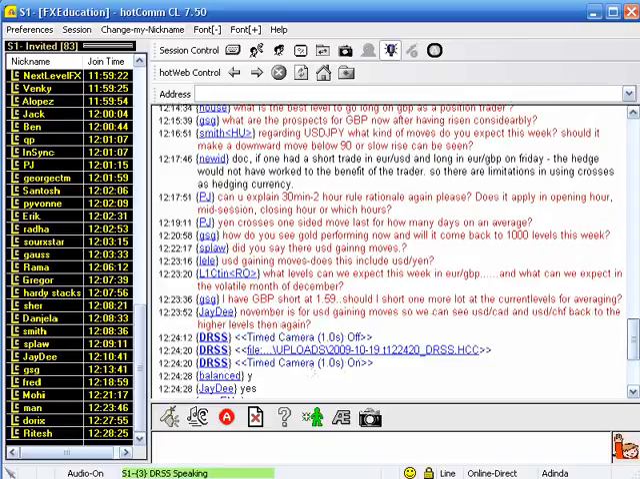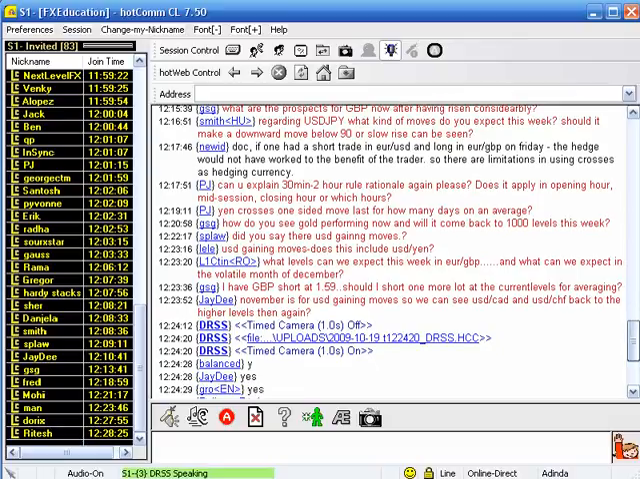If one had a short trade in Euro USD and long in Euro GBP on Friday, the hedge would not have worked to the benefit of the traders. So there are limitations of using crosses. Yes, obviously there is a limitation of using crosses for hedging. It may not be a very effective hedge, but the usable margin will not erode totally. That is the only advantage of that. And many were using GBP for hedging against Euro. You know how contrarian moves are happening in the case of Euro and GBP. So it is not an ideal pair to hedge.